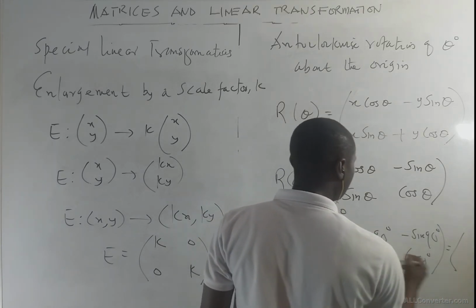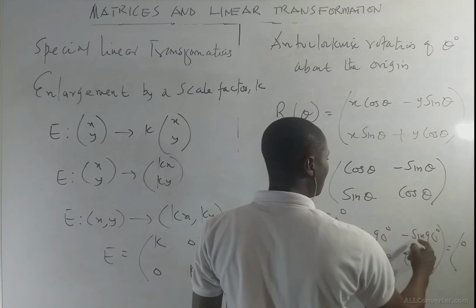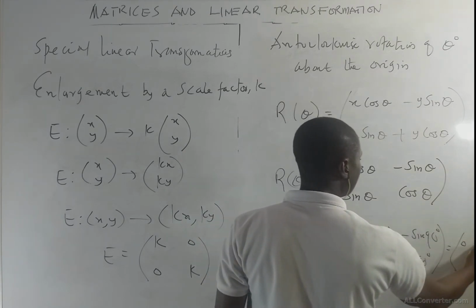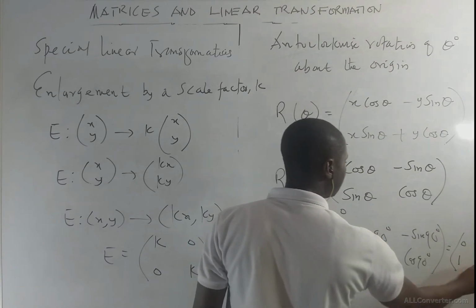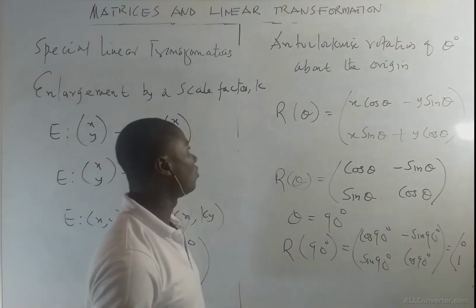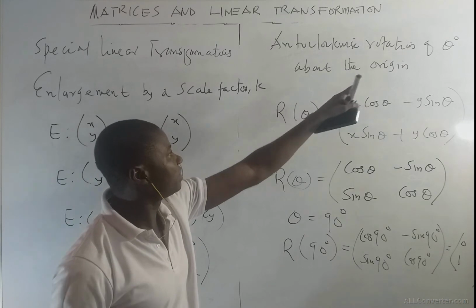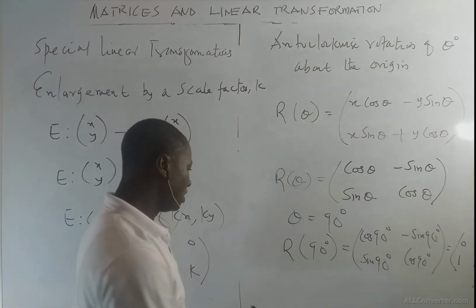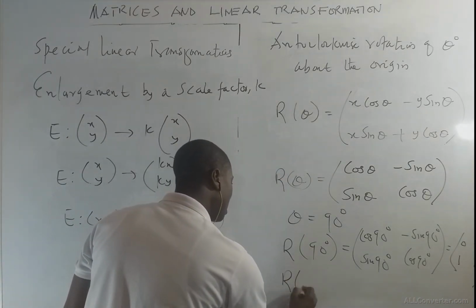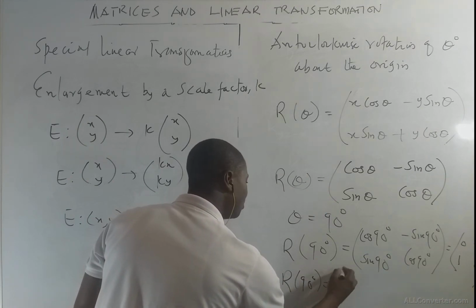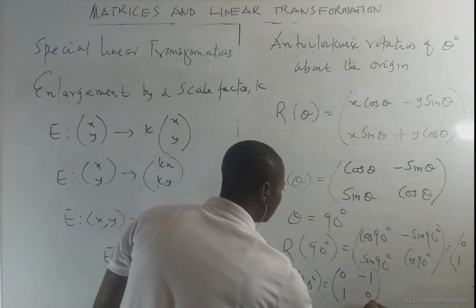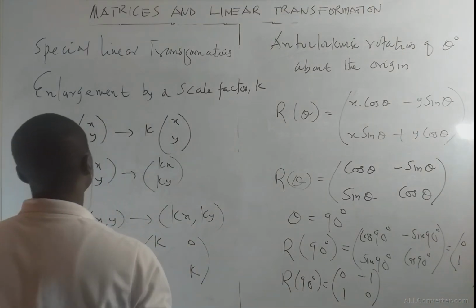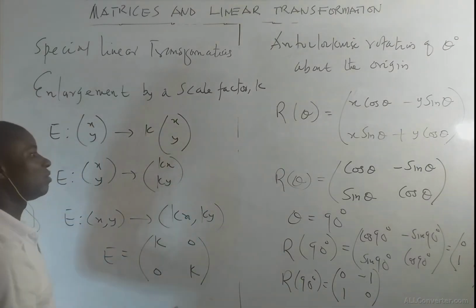And don't forget that cos 90 is 0. Sin 90 is 1. Because of the 1, we are going to have minus 1. Then sin 90 is 1, but cos 90 is 0. So this will be the matrix for anti-clockwise rotation of 90 degrees about the origin. So R of 90 degrees will be equal to 0, -1, 1, 0. So these are the special linear transformations we are going to consider.